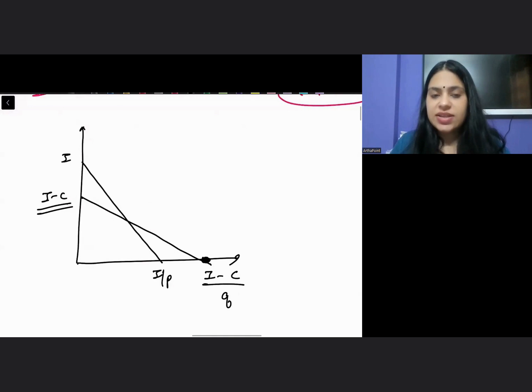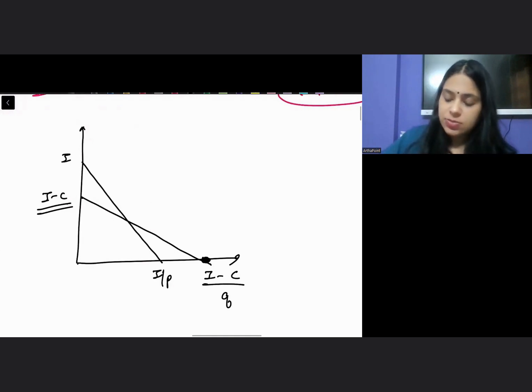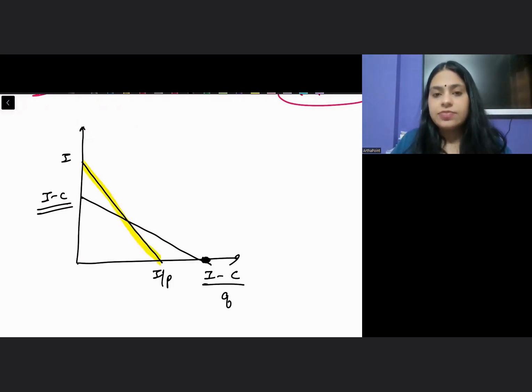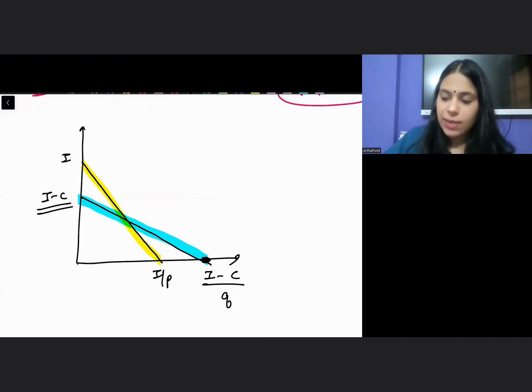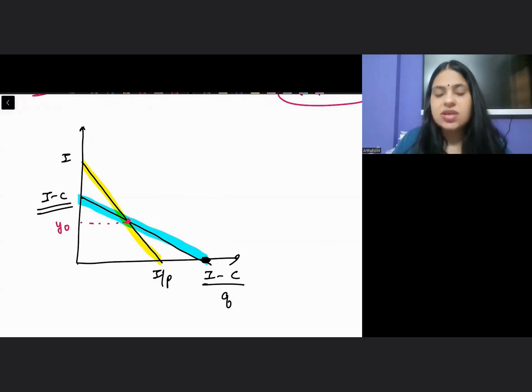Then you have to understand that suppose this is my initial budget line, right? And you need to understand that this is my new budget line. So there is only one point where I will be consuming the same amount of good Y in two cases. That is going to happen here. Only in this situation, I will be consuming the same equilibrium amount of good Y in both the markets.